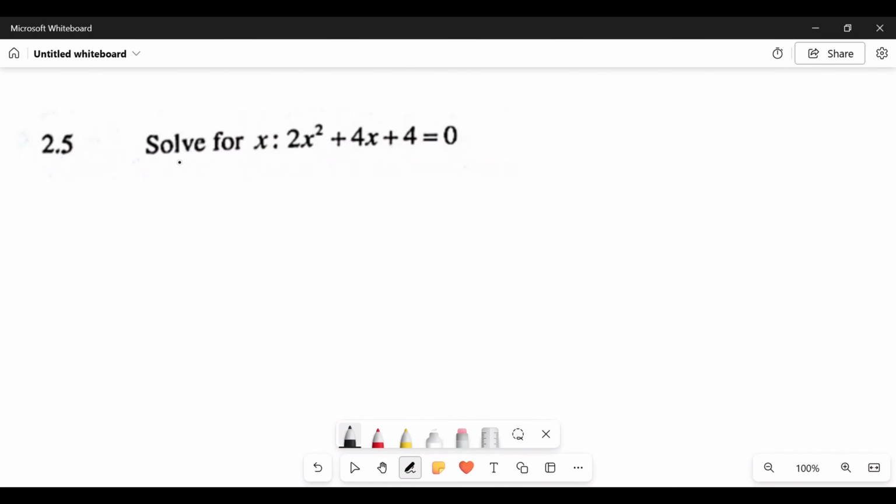Now, this one, they want us to solve for x. We are given the equation here: 2x squared plus 4x plus 4 equals 0. So they want us to solve for x. What we need to do here is to take out the common factor or divide by the common factor. So we divide by 2 throughout, and we are left with x squared plus 2x plus 2, all this equaling 0.